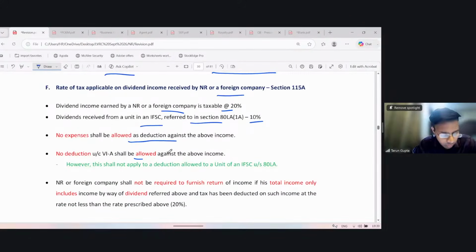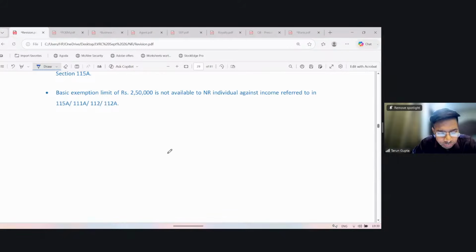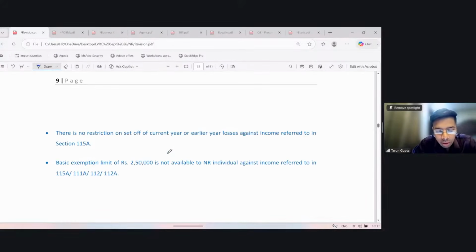So, clear? Section 115A says no expense shall be allowed, nor any deduction under Chapter VI-A shall be allowed. But there is no restriction to set off current year or earlier year losses against the dividend income referred to in 115A. And the basic exemption of 2,50,000 is also not available to an NR individual against income referred to in 115A.